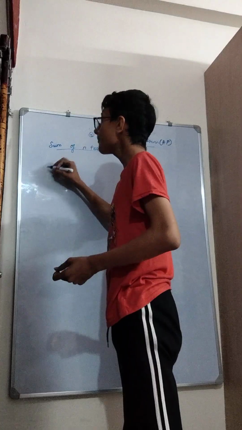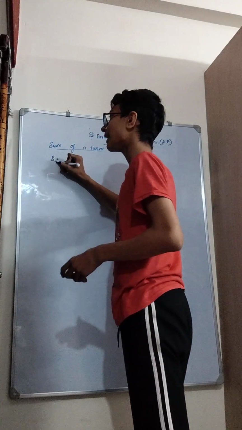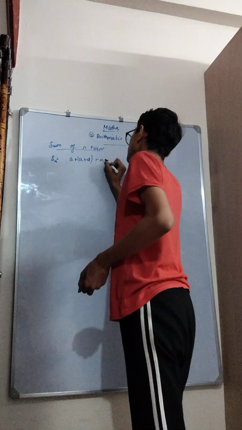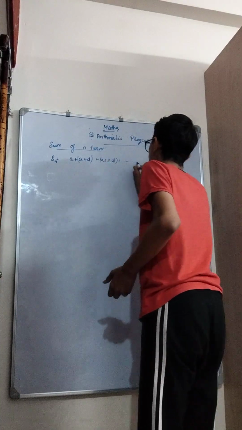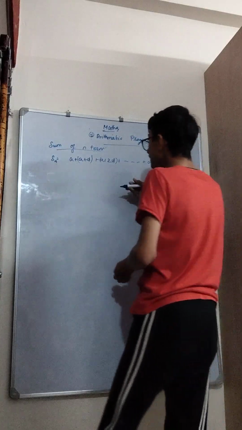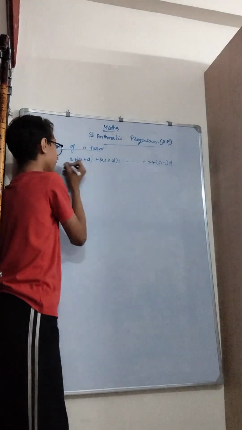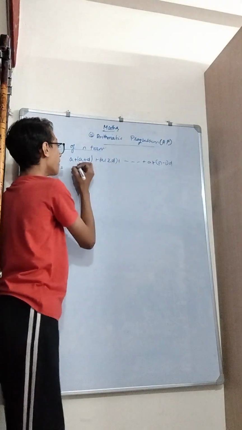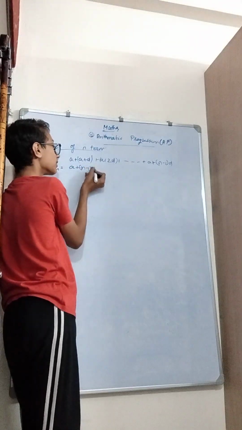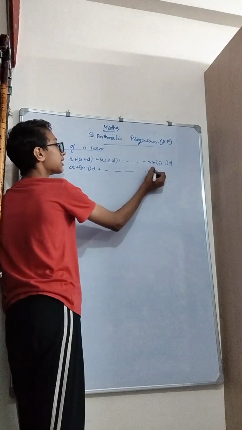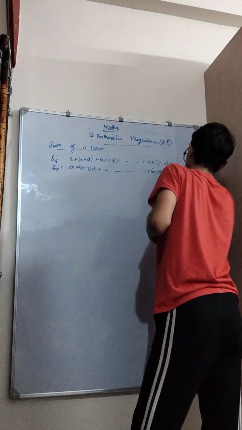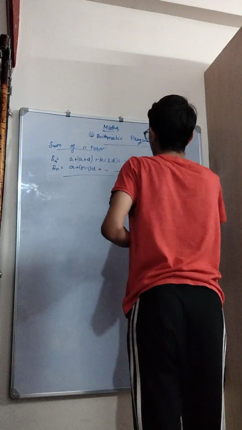Now in the same way I'll do it. S_n in n terms: A plus (A plus D) plus (A plus 2D), all the way to A plus (n minus 1)D. Then here I will do the reverse. So A plus (n minus 1)D, and all the way to A plus 2D, A plus D, and A. Now I will take the sum of these two.